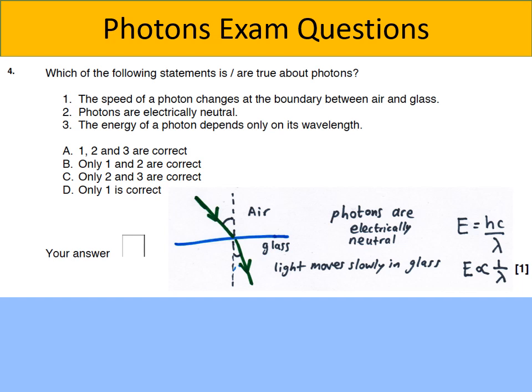Okay, so going through all of those, light certainly moves more slowly in glass than air. It bends towards the normal as it travels into glass, so it's slowing down. So the first statement is indeed correct. Photons are indeed electrically neutral, so the second statement is also correct. And we know that the energy of one photon is equal to hc over lambda. In other words, the energy of a photon is inversely proportional to the wavelength. So all three statements are correct. So our answer is indeed A.